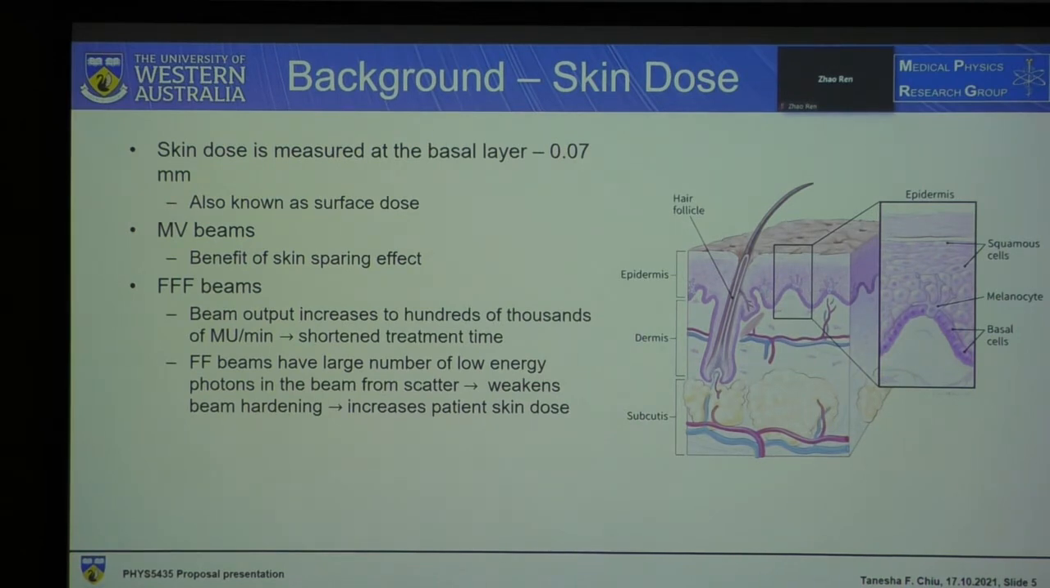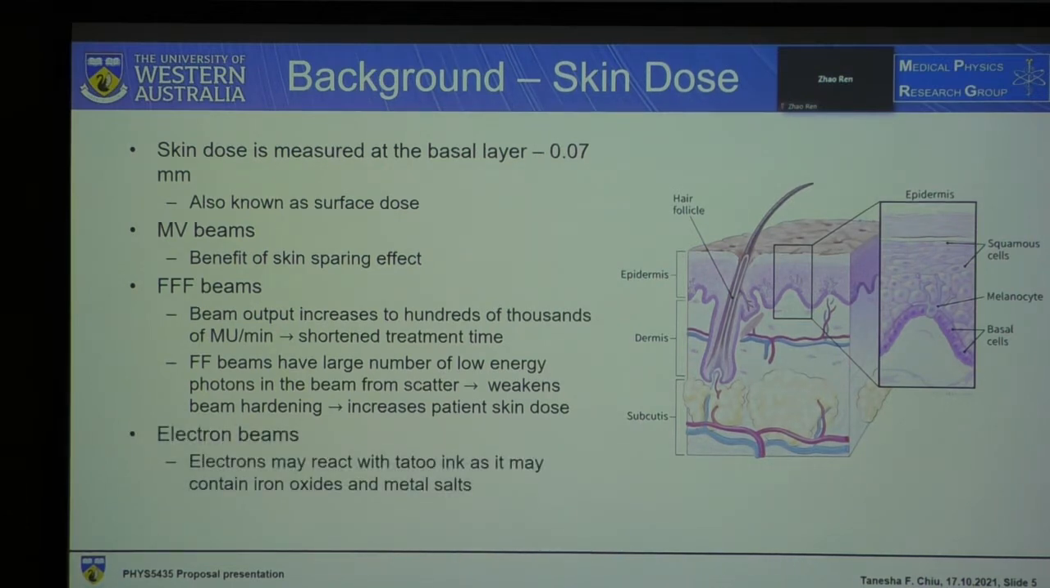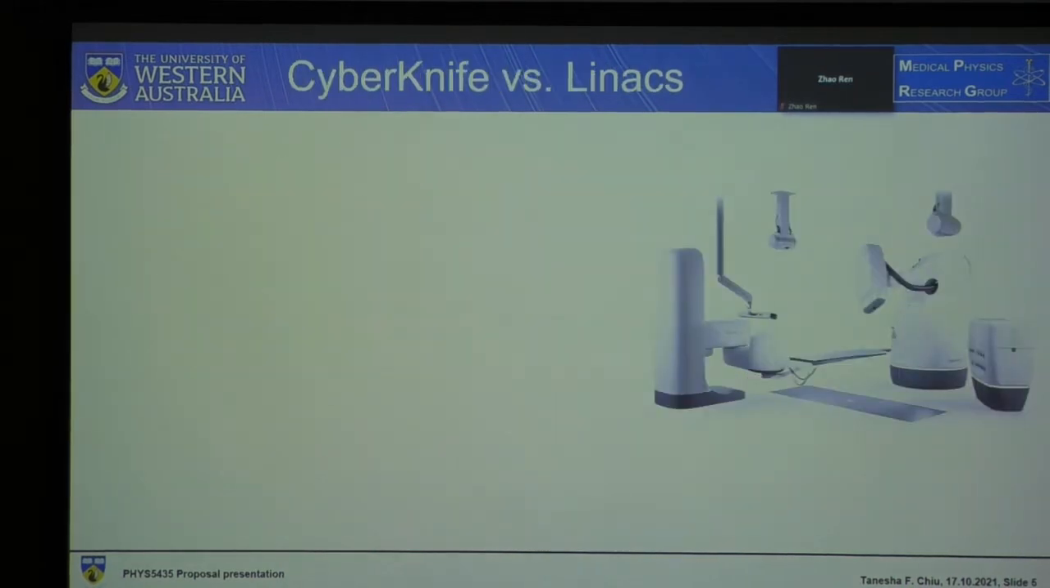FF beams have a large number of low-energy photons in the beam due to scatter. This weakens the beam hardening effect and therefore increases patient skin dose. Electron beams. Electrons may be useful in this investigation as it may interact with the tattoo ink as it contains iron oxides and metal salts.